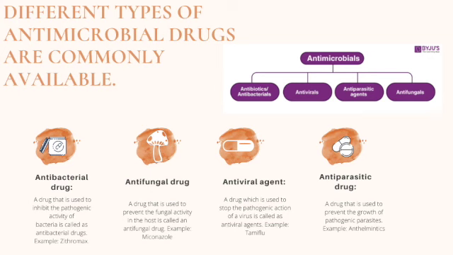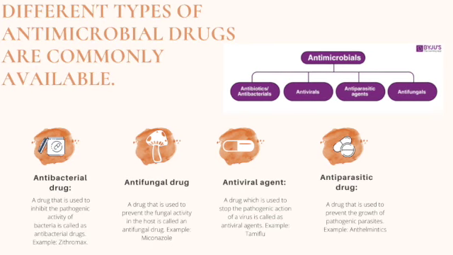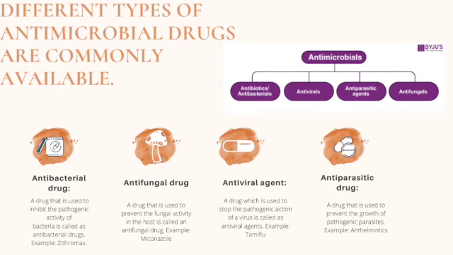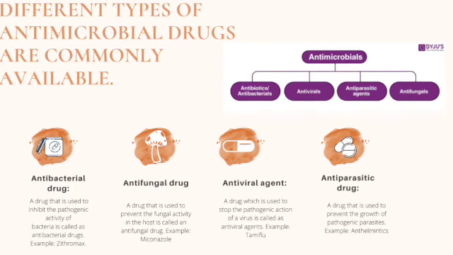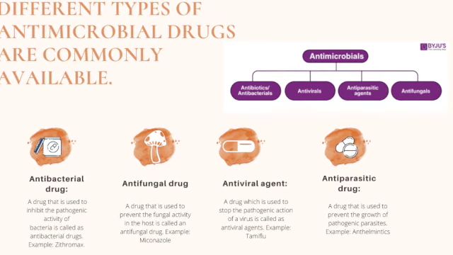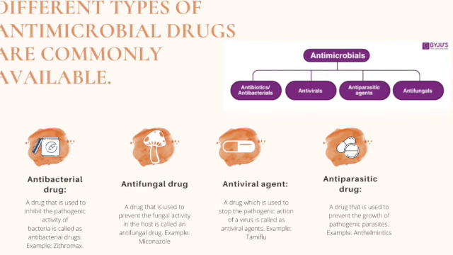So, there are actually various types of antimicrobial agents. These can be either physical agents or chemical agents. But for now, we will be focusing on the different types of antimicrobial drugs that are commonly available. First off, we have the antibacterial drug. This drug is used to inhibit the pathogenic activity of bacteria, an example would be Zithromax.